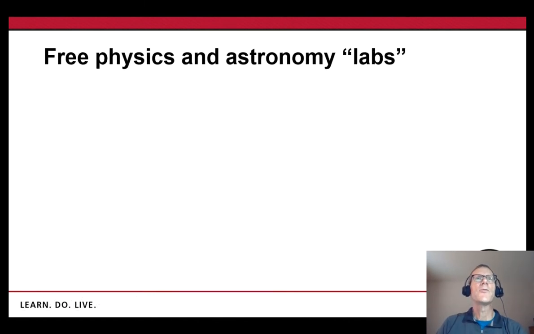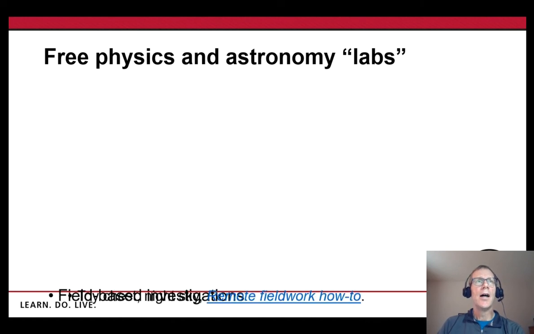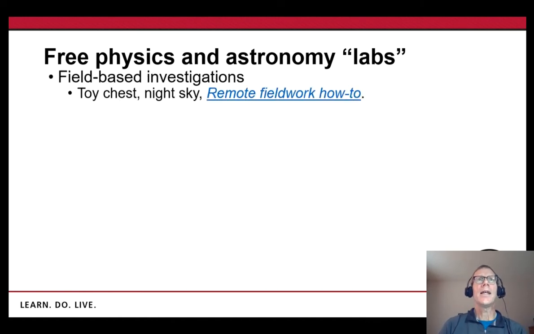This slide has free physics and astronomy labs. I put labs in quotes because they're not necessarily all lab activities. But I highlight some different types, so it's not just a random list of things. There are different ways for you to organize, or different types of tools for doing labs in an online environment. The first one here, I call field-based investigations.